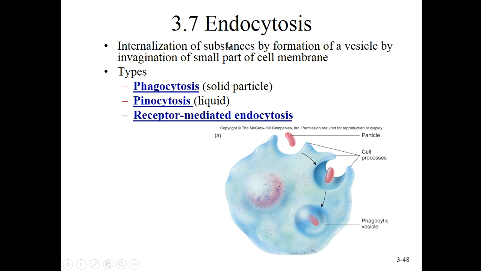All right, now let's see if I can find my way back. Phagocytosis is a form of endocytosis by which a solid particle is brought into the cell. It comes from the word phage, which means to eat or swallow.